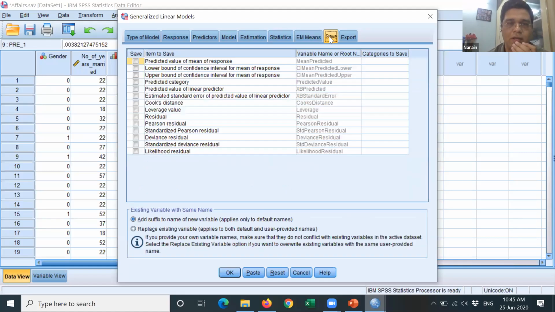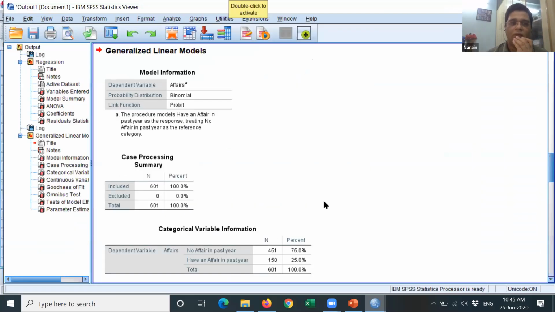Under save, predicted value of mean response, that's what I could say. Let me not indulge in much here. Simply press OK. If you now press OK, we are able to successfully run a Probit model in our analysis.